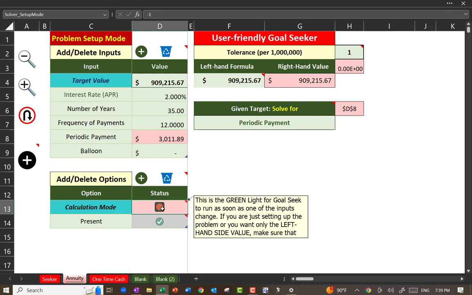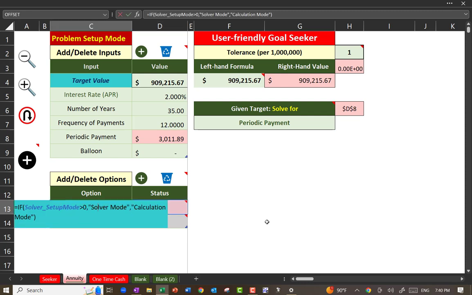This is an if function. The first argument is a logical statement. If it is true, it does the second argument. If it's false, it does the third argument. Again, it's just a tag, but if somebody who didn't know anything about these things, well, they say, okay, we're in a different mode now. Green light is solver mode, red light is calculation mode. All right?